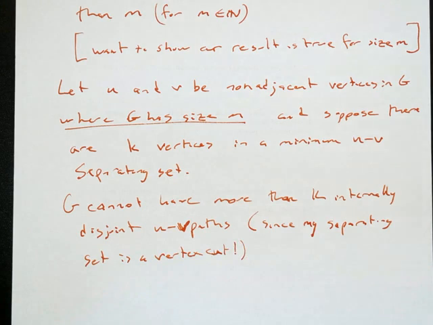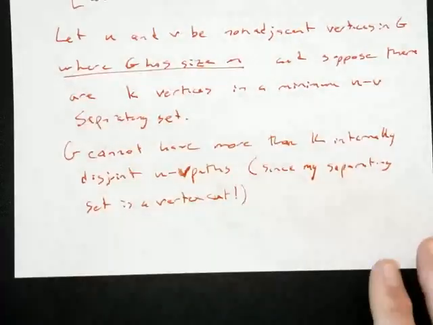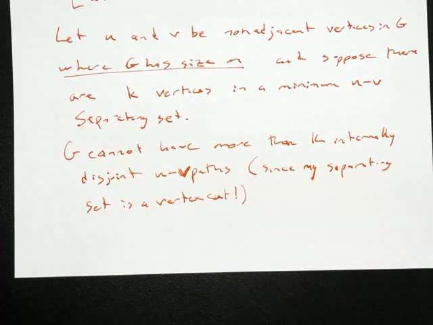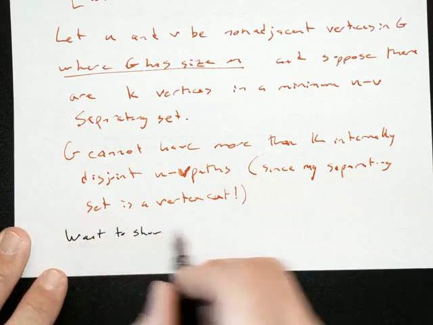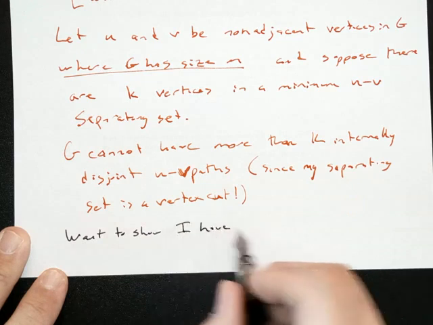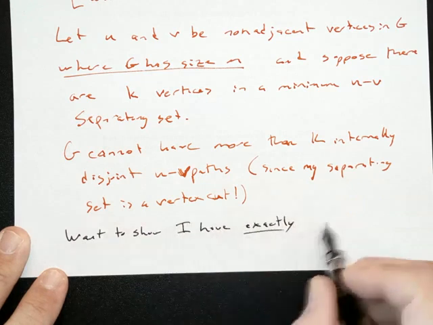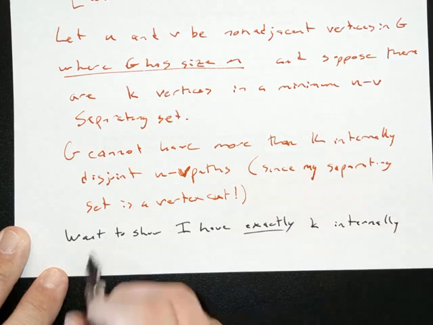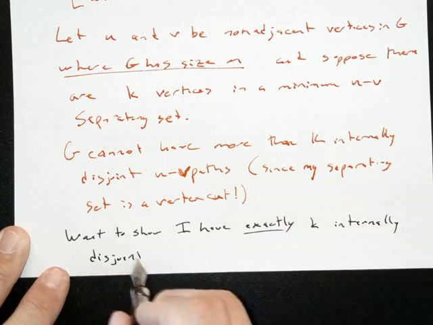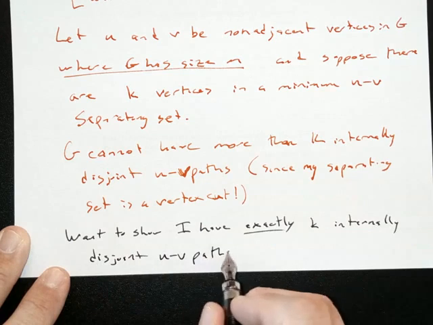I want to show you can't have any fewer than k. You can't have more than, you can't have fewer than, you better have exactly, right? So now I've changed the thing I want to show. The thing I want to show is that I have exactly k internally disjoint UV paths.